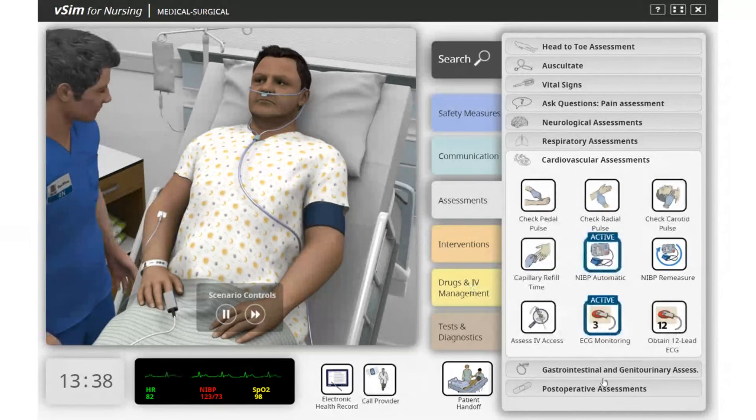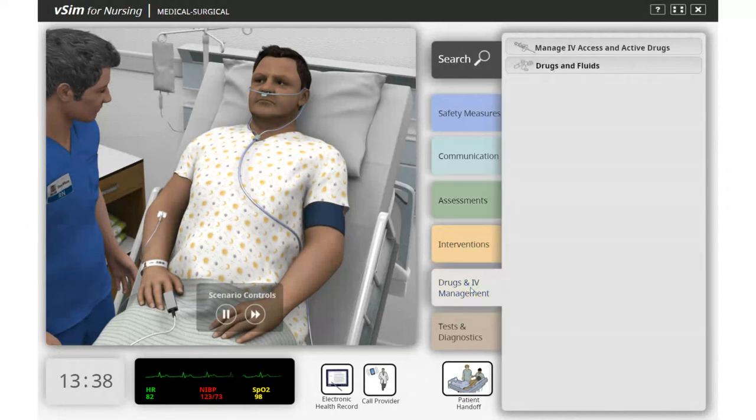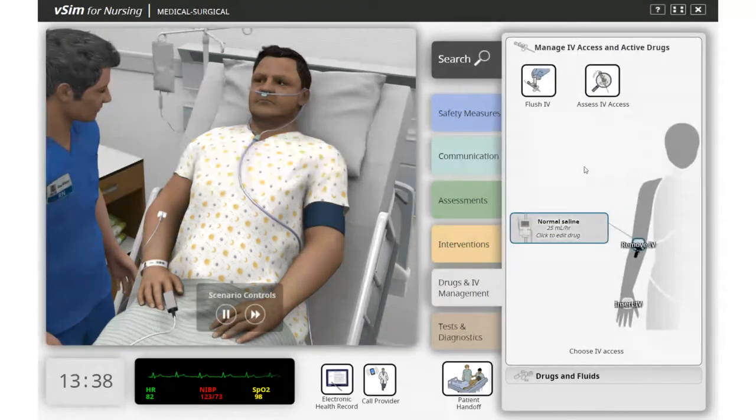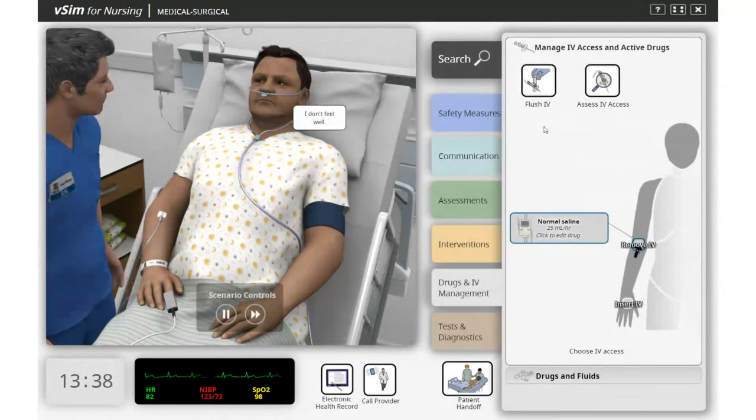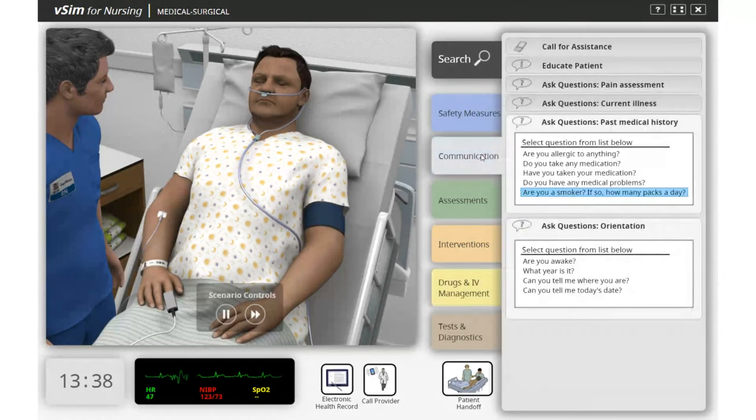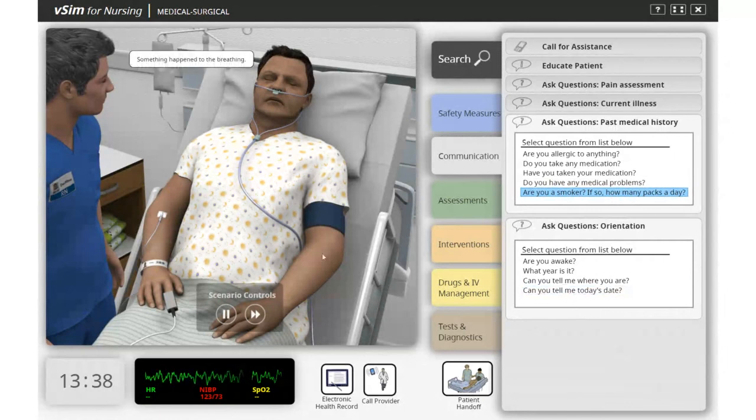Okay, so now I think because I'm doing a focused assessment, I'm going to leave the rest of these for now, and I just want to have a look at some of the drugs and the IV management. I don't feel well. Oh, okay. Something happened to the breathing.